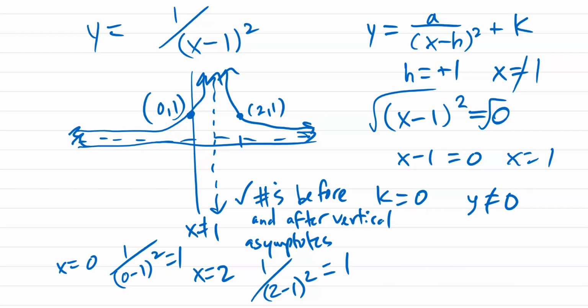Not my favorite way, but if you can't remember what the parent graph looks like, then you can just kind of plot some points and figure out what region this is in. The fact that it's squared makes it both up. But if you forget that, you can always check points before and after any vertical asymptotes to kind of figure out the shape in the graph.